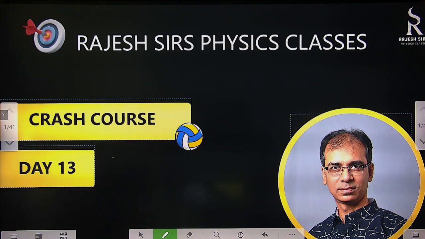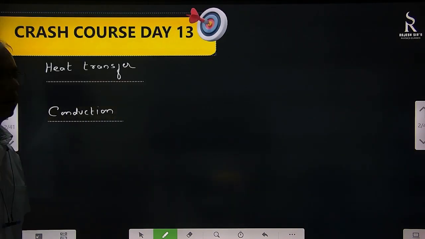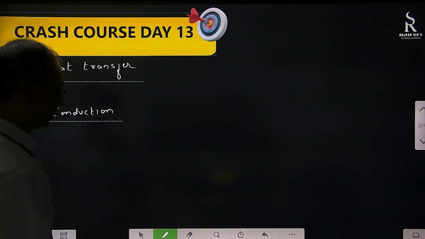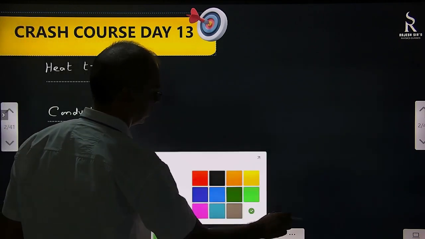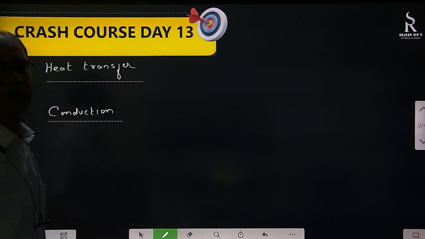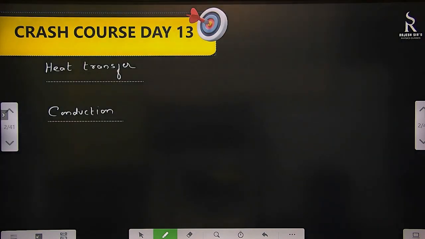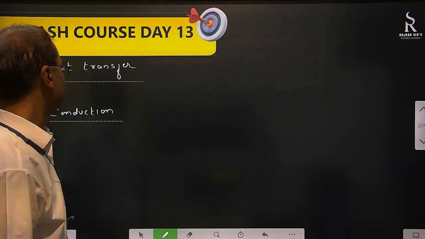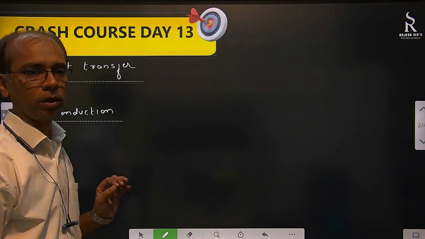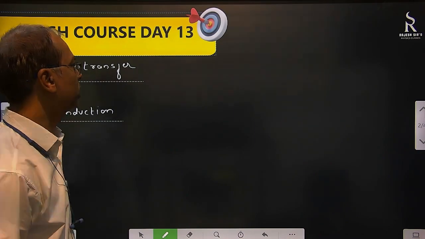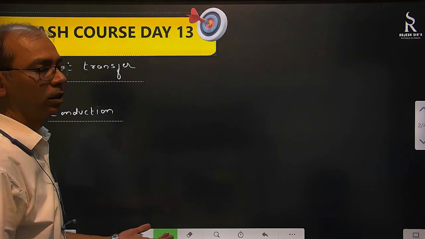So what we are going to do today? Heat transfer. Now heat transfer, when we talk about in our syllabus, there are two modes of heat transfer. Those two modes are conduction and radiation. Heat transfer means what? And why does heat transfer from one body to another body, or maybe within the same body.